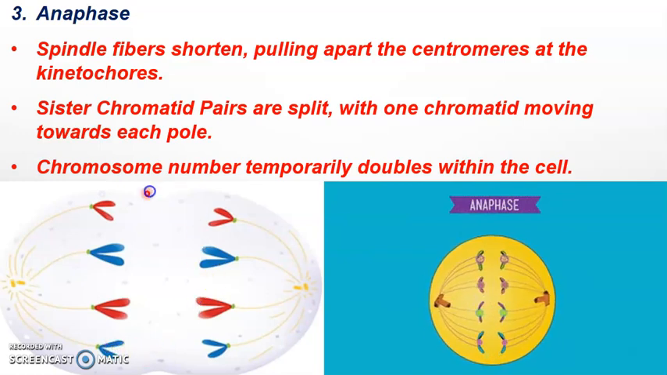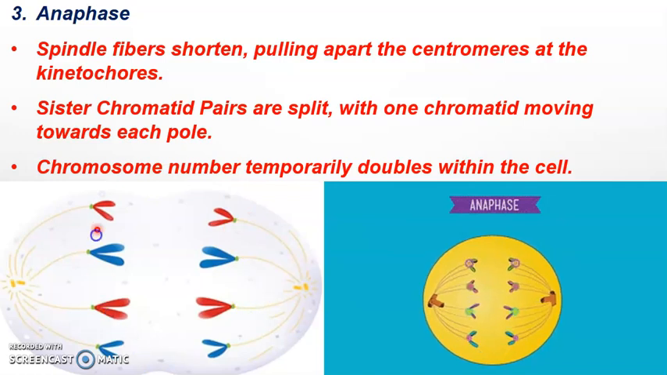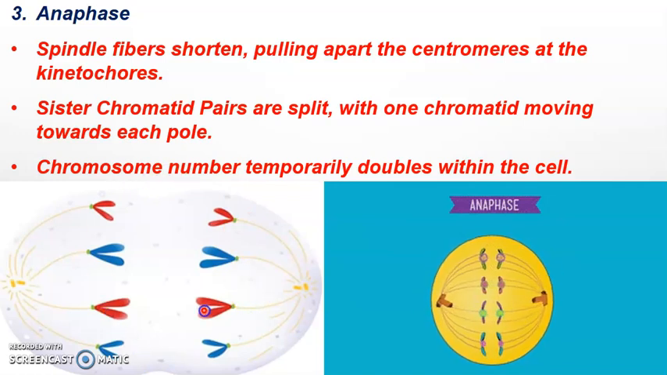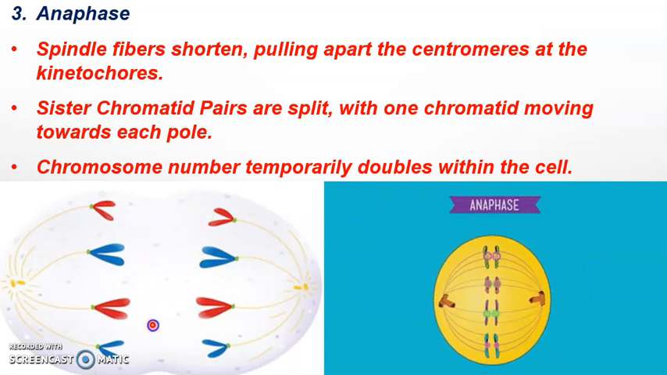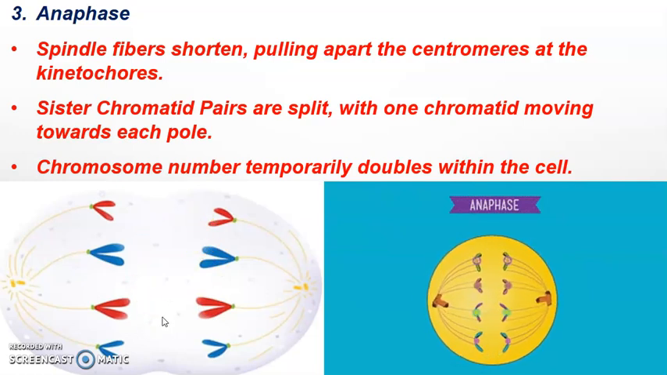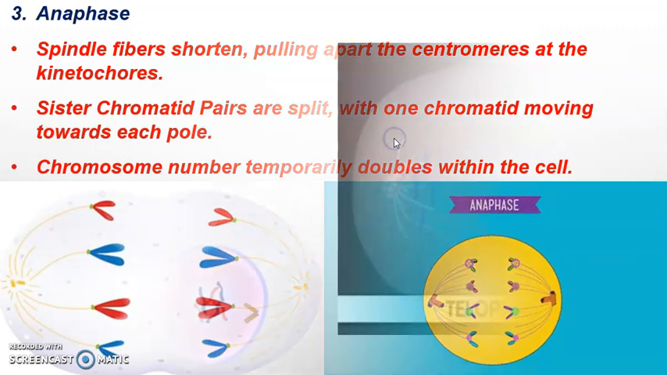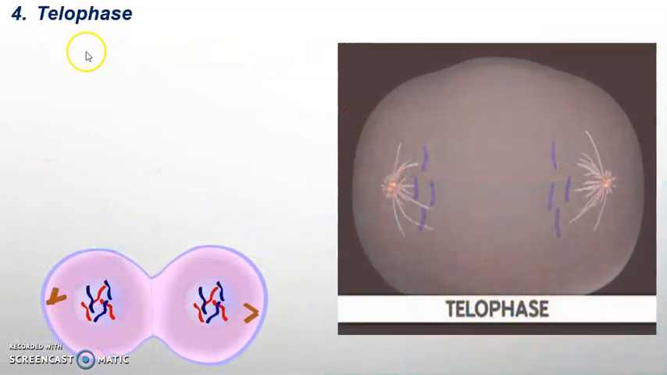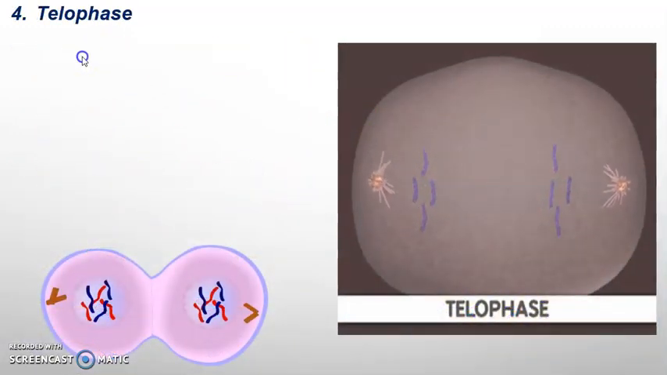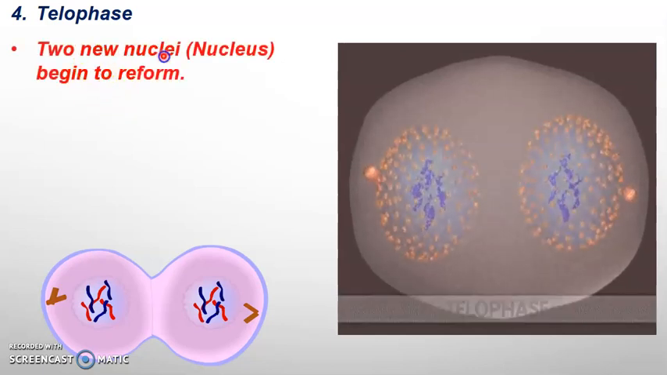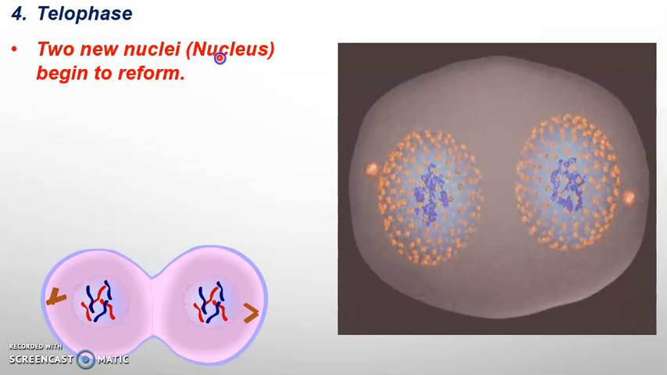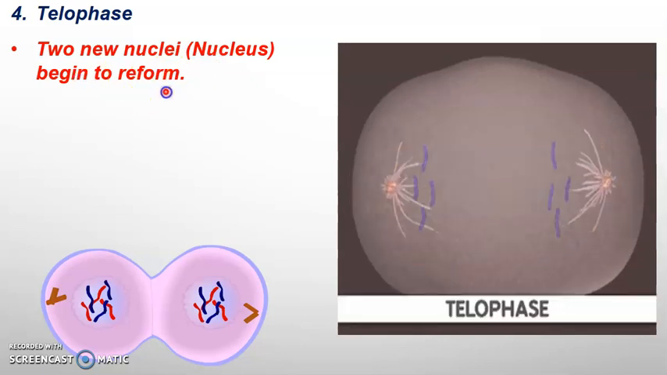So again, 8 chromosomes or 8 chromatids is what I would have total here. The answer would be 0 sister chromatid pairs since they've been split. And now we want to finish up mitosis with the last phase, which is telophase. At this point, you're going to start to see two new nuclei, which is the plural for nucleus, begin to form. And you can see that over here in the animation.